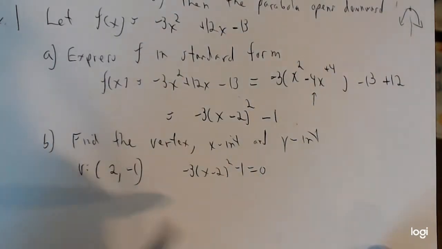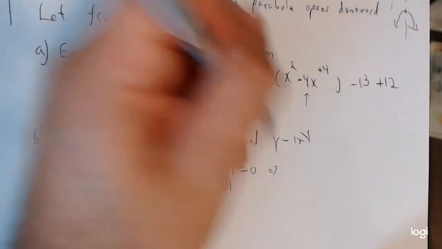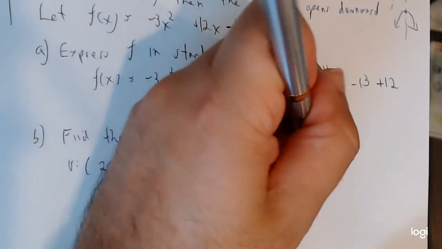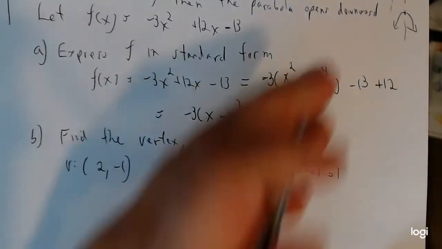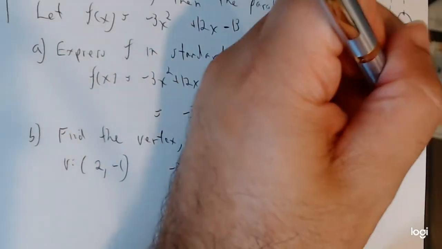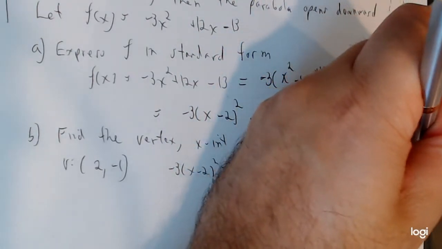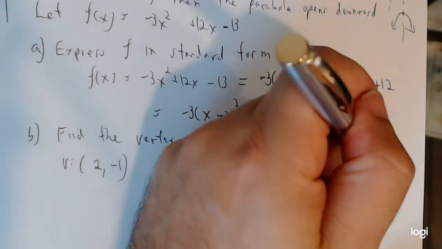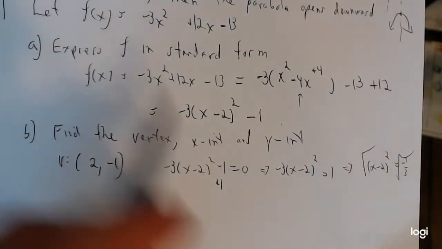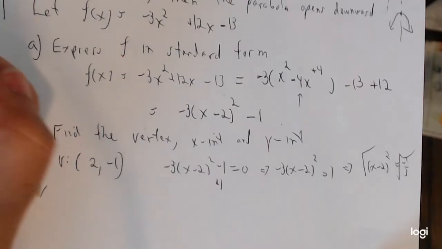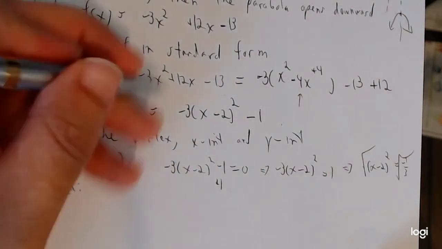So now we could solve for this. If I add 1 to both sides, I get negative 3 (x minus 2) squared equals 1. Divide by negative 3, and what does that give me? (x minus 2) squared equals negative 1/3. And sure enough, if I square root this, I get something that doesn't exist. So what does that mean about the x-intercept? As far as the x-intercept goes, since I got no solution, this is none.